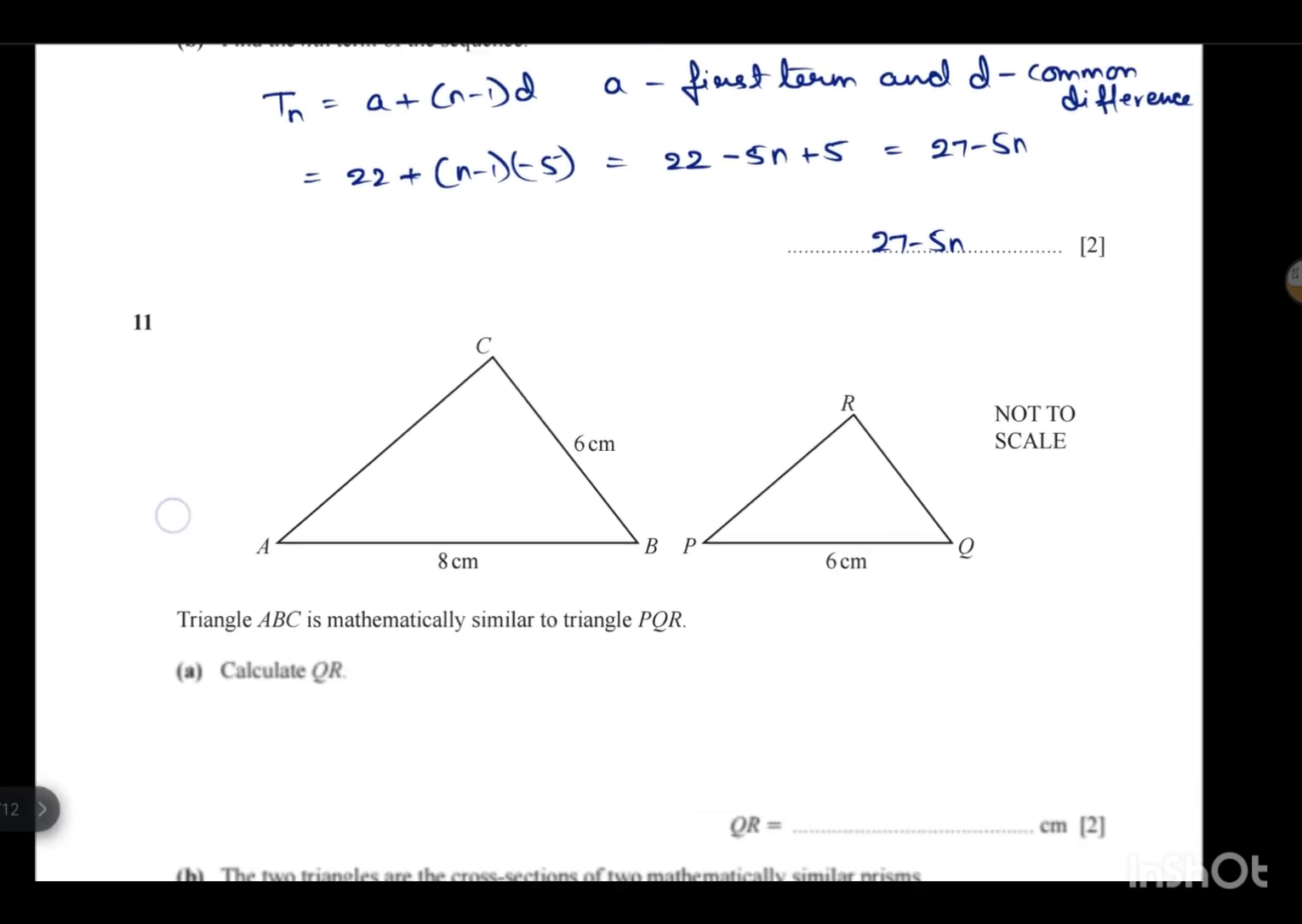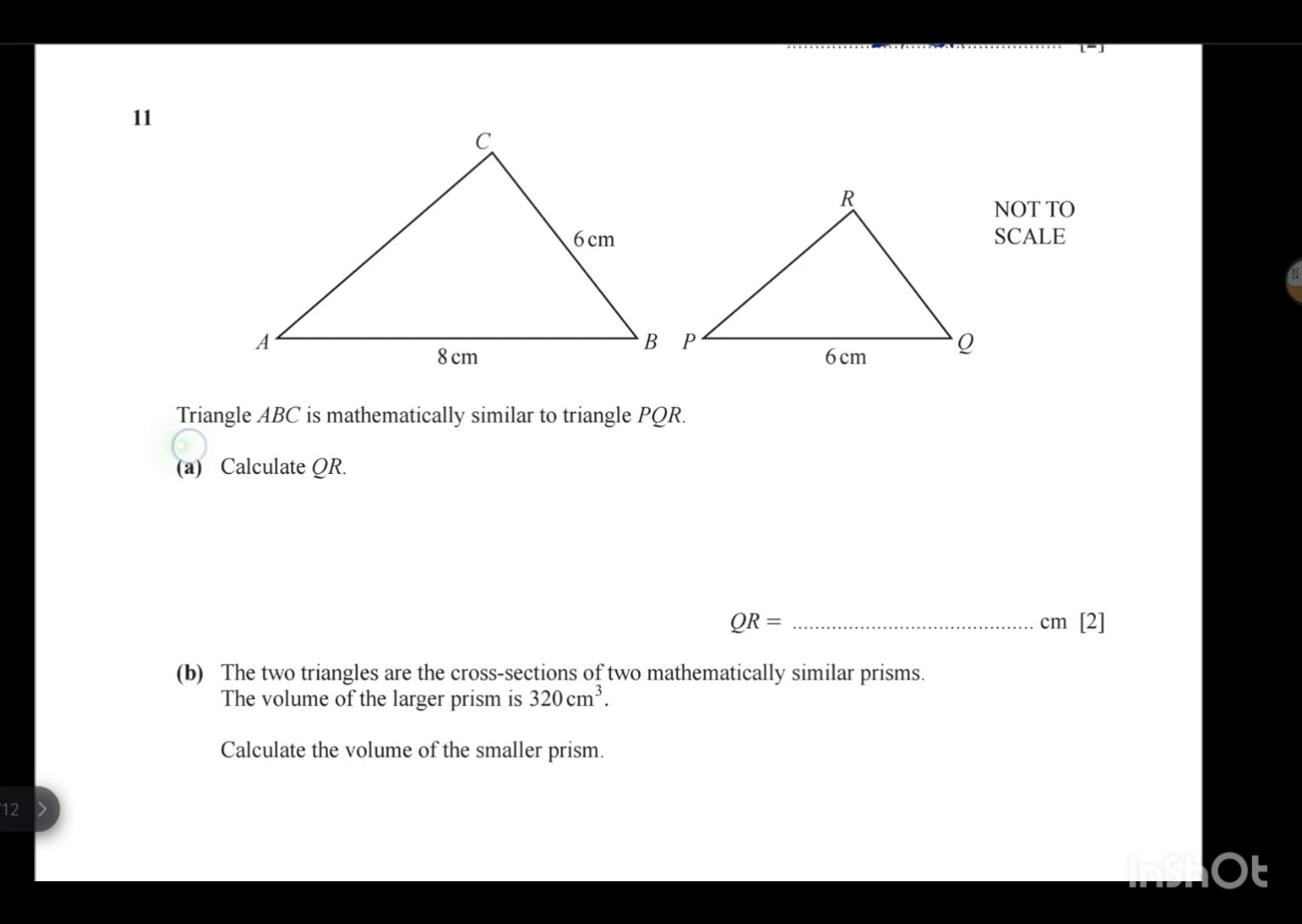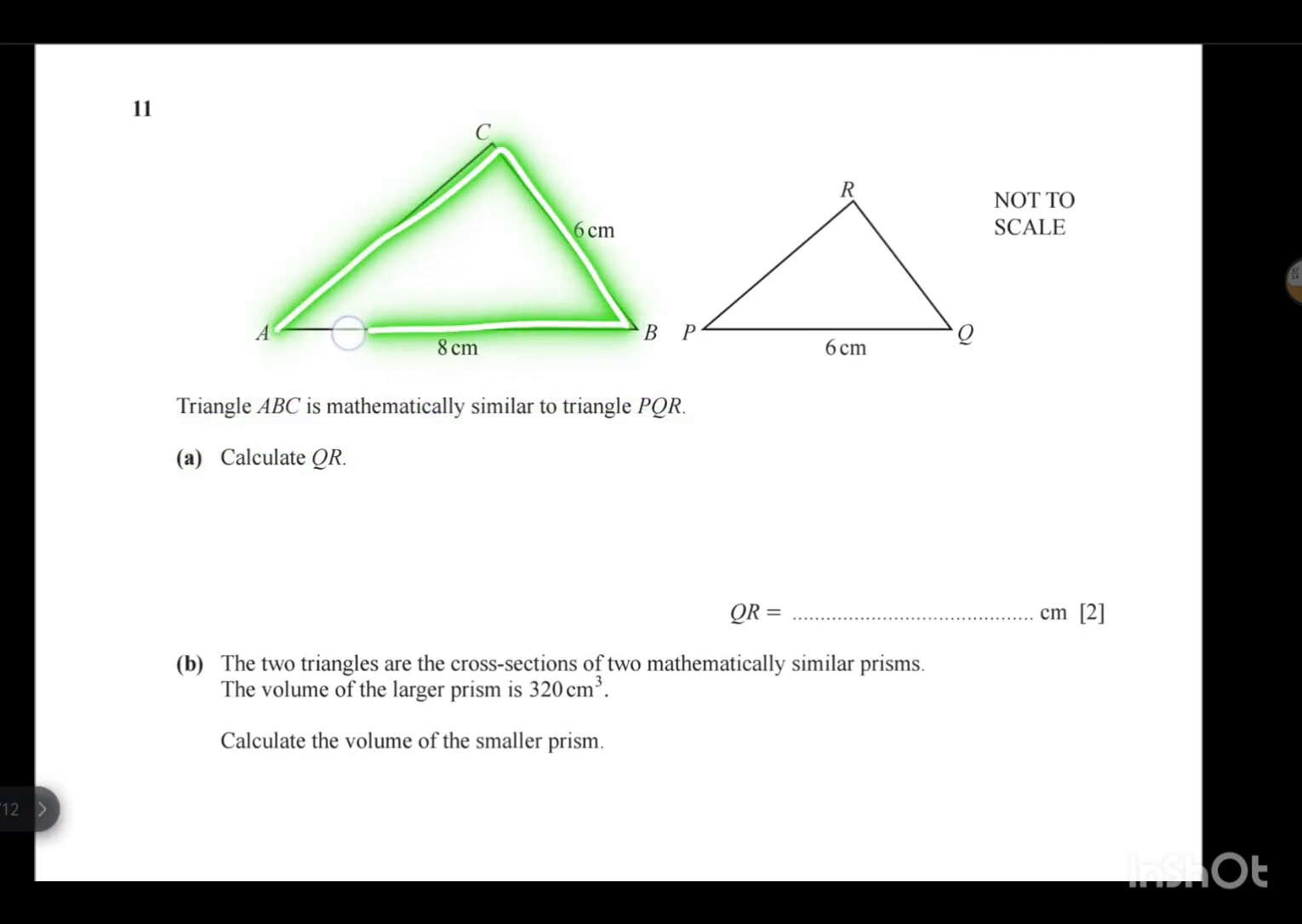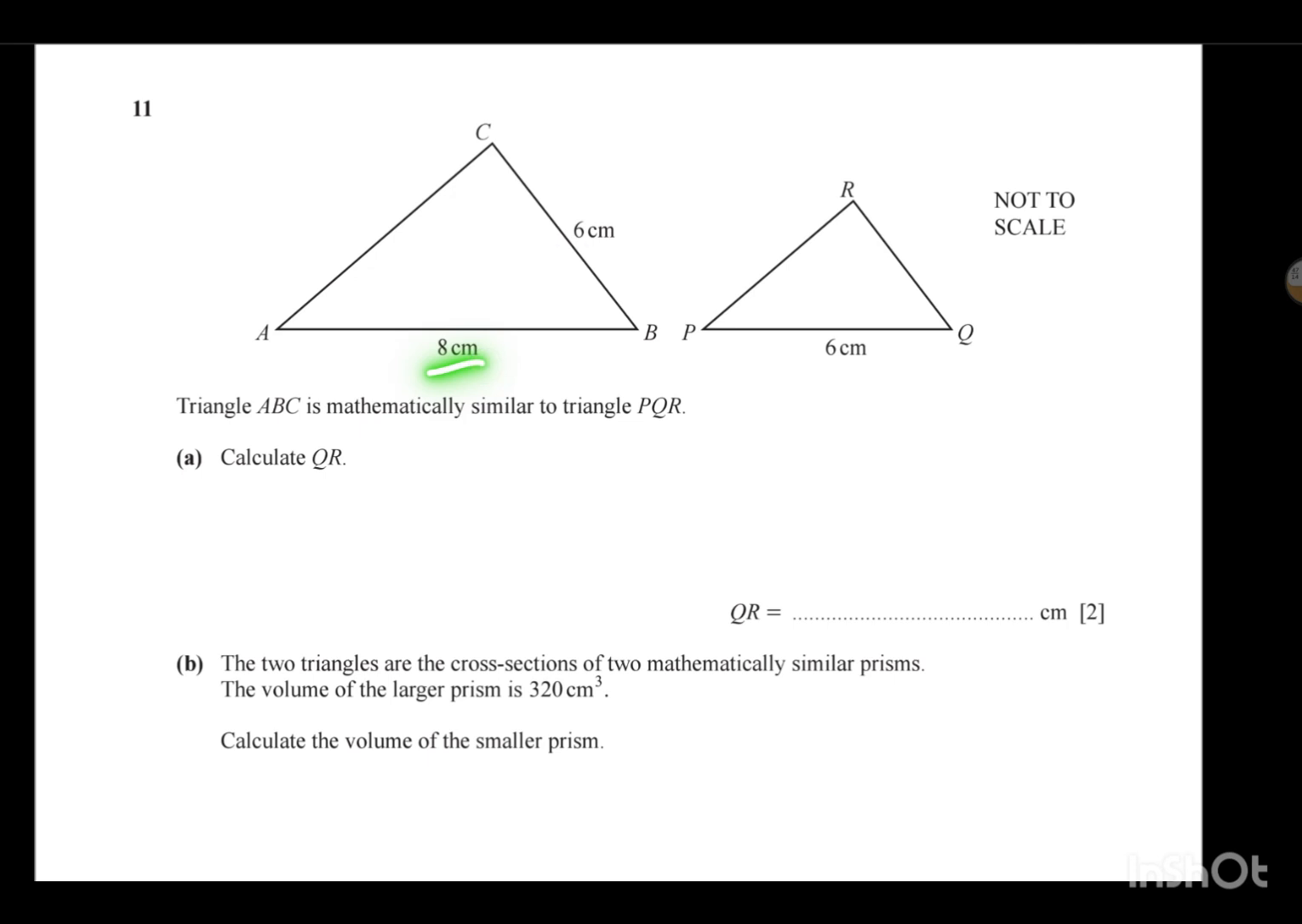Question 11. Triangle ABC is mathematically similar to triangle PQR. So these two are similar triangles. Calculate QR. Here in triangle ABC they gave two sides, but in triangle PQR only one side. They are asking us this side. We have to find out QR.